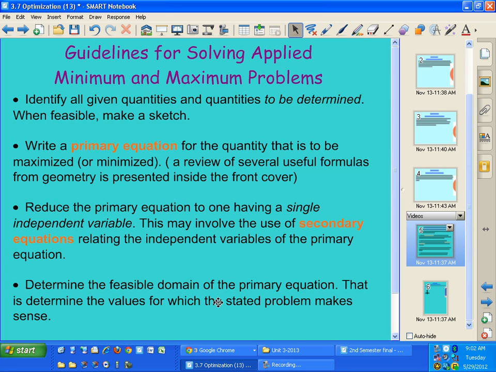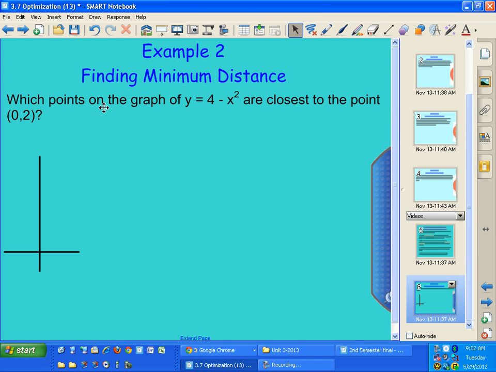Then of course, once you differentiate it, you'll find the values you're looking for and check to see if they make sense. So I have an example for us that deals with this, and we'll talk a ton about this in class. We'll practice a bunch of these. But we are going to find a minimum distance.